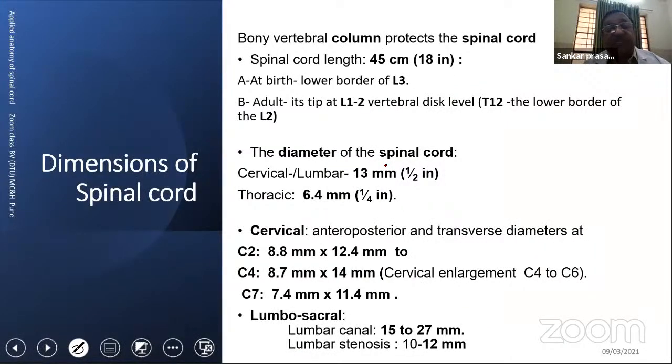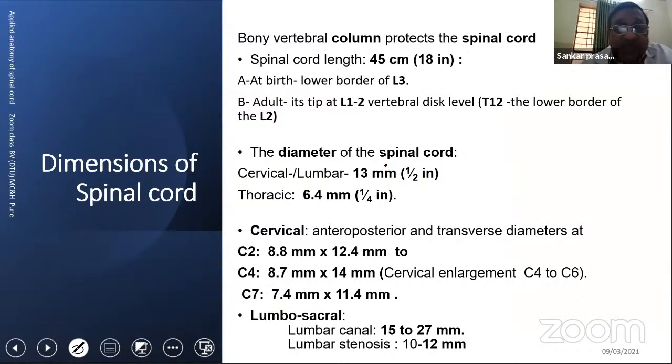Now we have finished the embryology. Now we are going to the spinal cord proper. The bony vertebral column protects the spinal cord, and its length is about 45 centimeters or 18 inches. As I said earlier, at birth the lower border is at L3, and its tip is at the L1 to L2 vertebral disc level two months after birth.